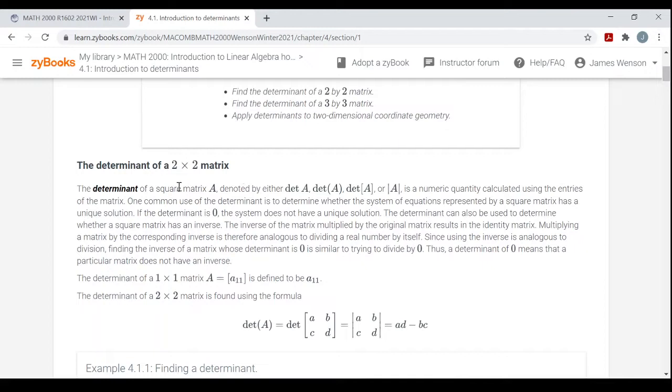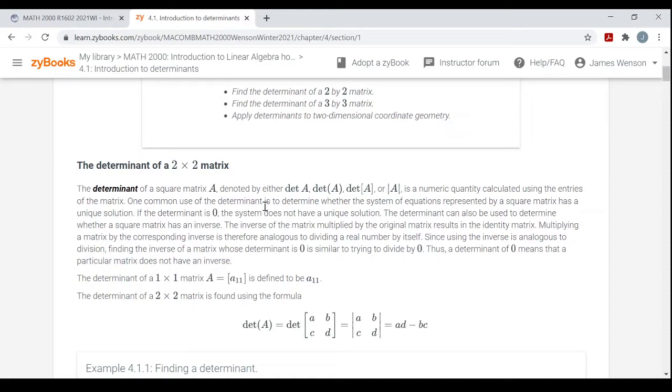So I'll read this off here for you. The determinant of a square matrix A, denoted by either det A, determinant of A, or determinant with the brackets around A, or now this last one I'll probably write more often because it's shorter. It looks like the absolute value of A, but if A is a matrix, it means the determinant of A. All right, and as I mentioned, this is a numerical quantity calculated using the entries of the matrix.